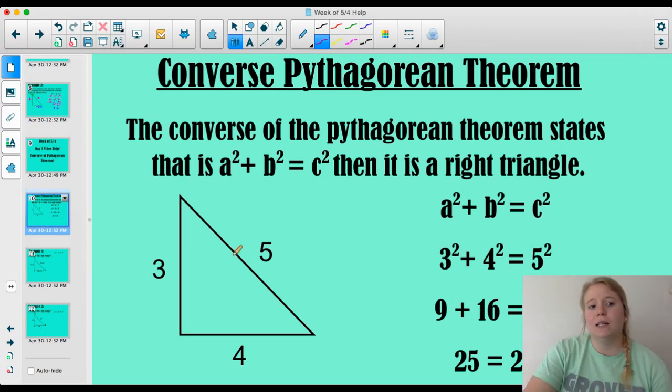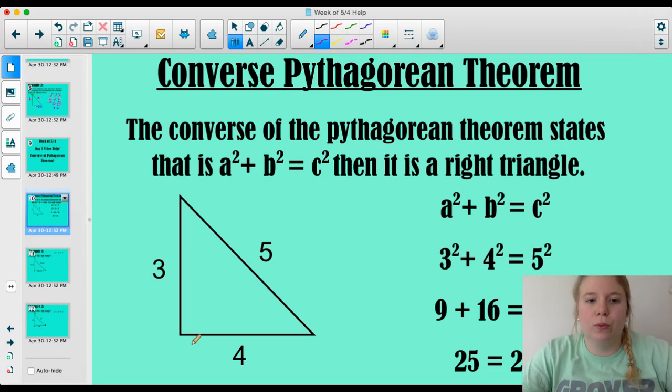As an example to show you, I have it written out here. We have a triangle whose sides are 3, 4, and 5. 3 is our a, 4 is our b, because those are our legs, the shorter sides. And then 5 is my hypotenuse, which is my c. If I plug it into a squared plus b squared equals c squared, I have 3 squared plus 4 squared equals 5 squared.